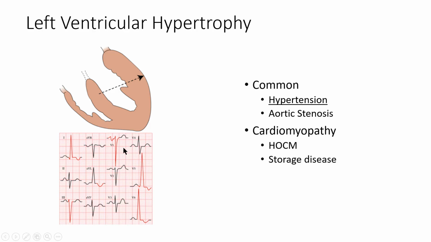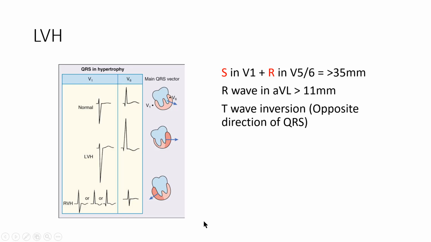We can see those principles demonstrated right here, where the negative component has increased in depth in V1, and then the positive component in V6 has increased in magnitude. The specific criteria for left ventricular hypertrophy are going to be an S wave in V1, that's the negatively deflected component, plus the amplitude measured in millimeters of the R wave in V6, that's the positively deflected component, are going to register as greater than 35 millimeters.